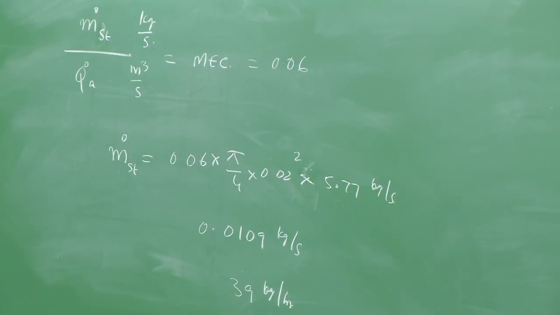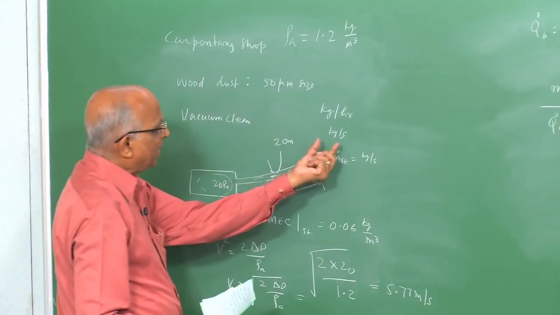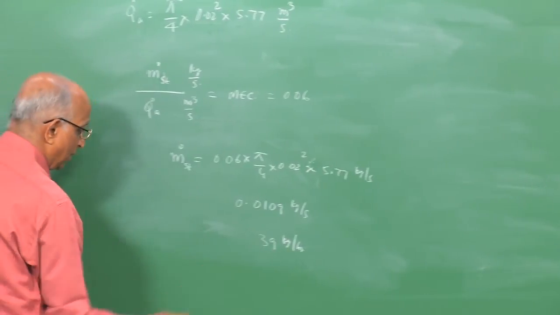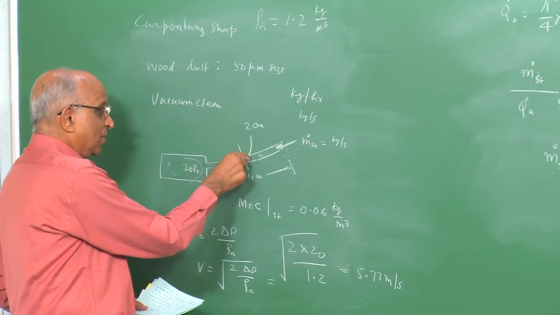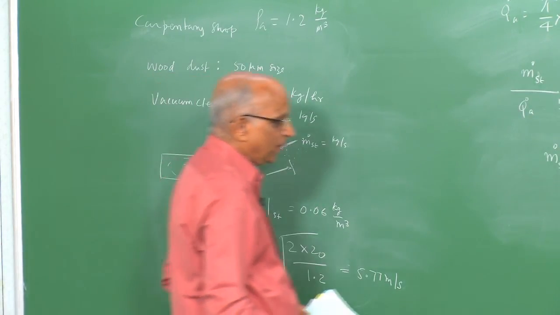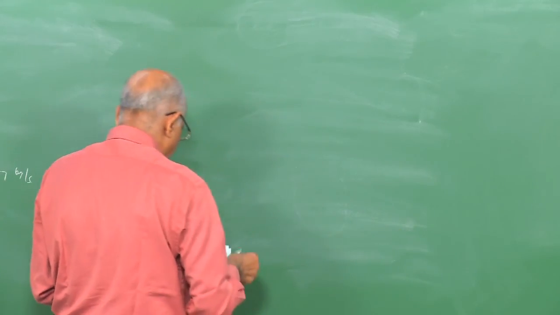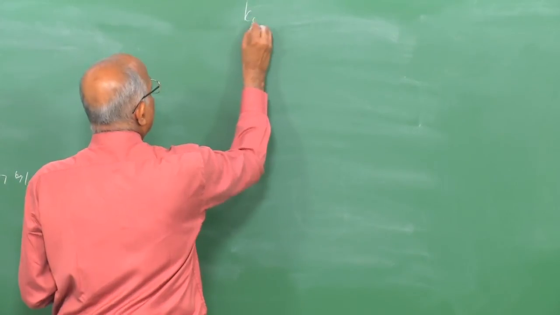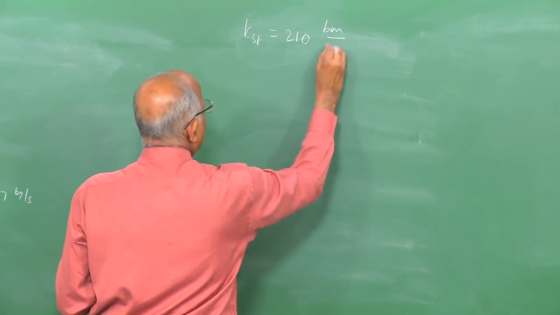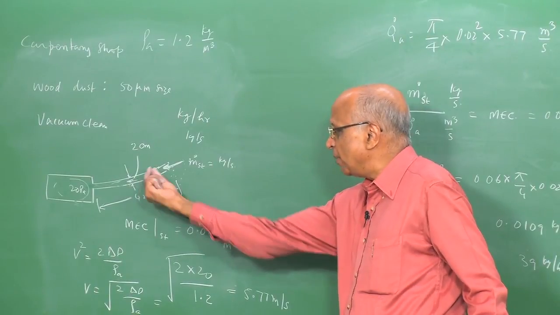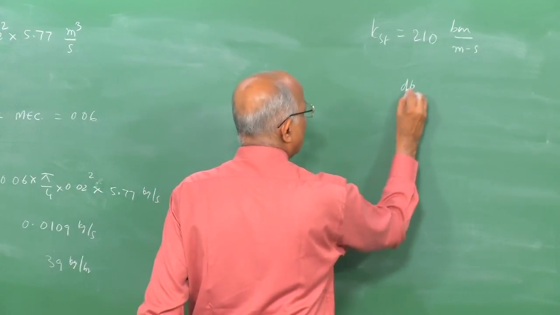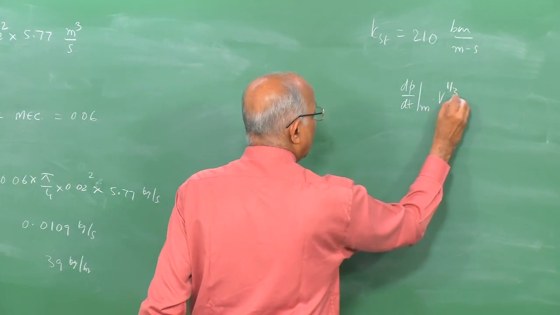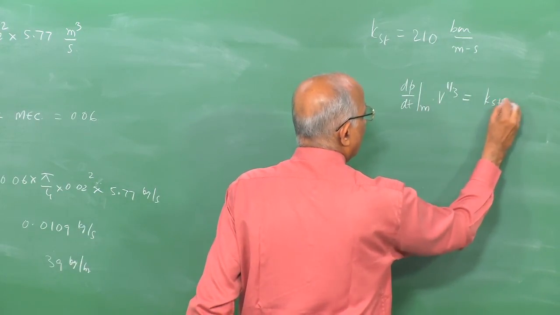One last thing. Supposing in the same problem, let us presume that the rate at which the wood dust is taken in this hose is greater than this amount, let us say something like 42 or 43, and supposing by chance an explosive concentration of dust gets built up, and it is given to us that the KST value for the dust is 210 bar meter per second. I want to find out the rate at which the pressure increases, that is the violence, that is dp by dt maximum in the hose. Therefore dp by dt maximum into volume to the power 1 by 3 is equal to the value of KST, which is equal to 210.